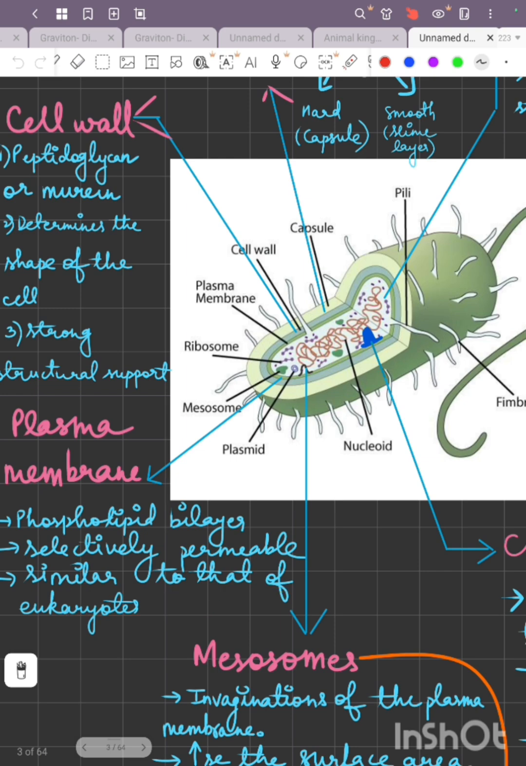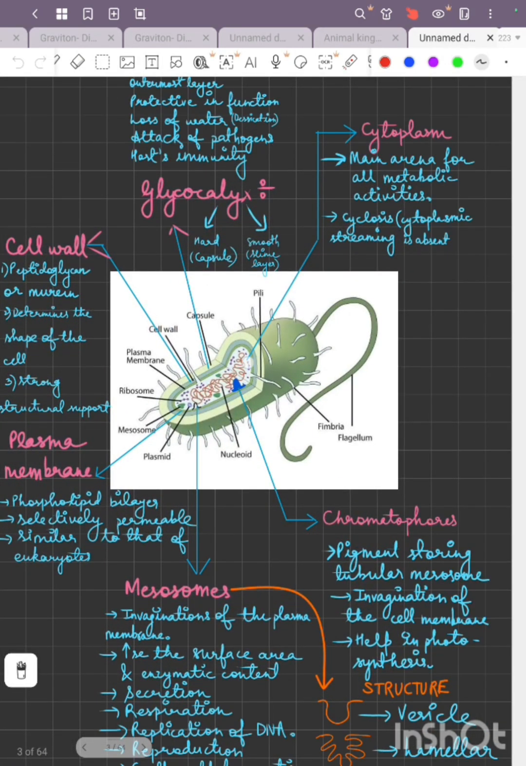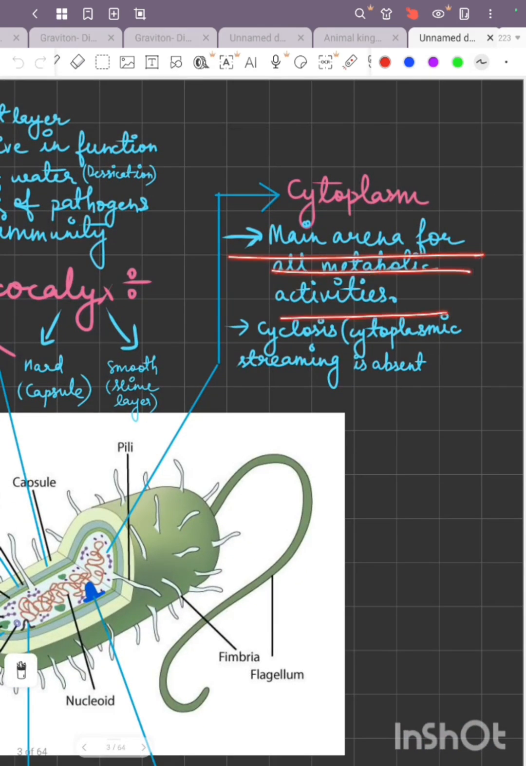Alright, now that we've discussed the layers, let's discuss the cytoplasm. What you see right here is the cytoplasm. Now the cytoplasm is the main arena of all the metabolic activities. Cyclosis, or cytoplasmic streaming, is basically the cytoplasm not being stationary. It's in a state of constant motion, referred to as Brownian motion. Okay, cytoplasmic streaming, multiple names again. So cyclosis or cytoplasmic streaming is absent in a prokaryotic cell.